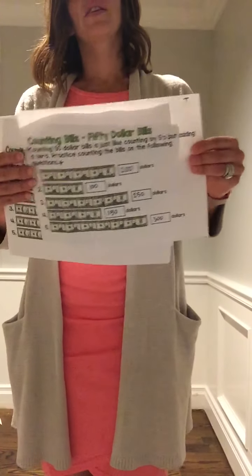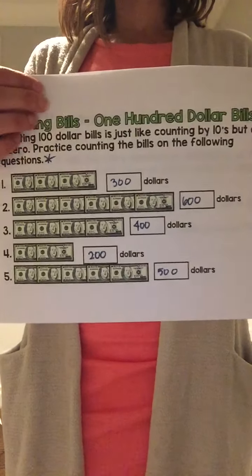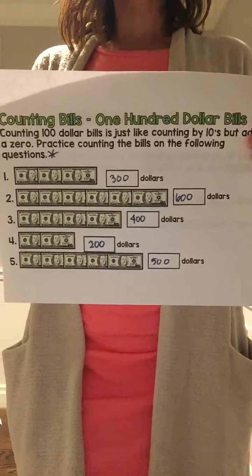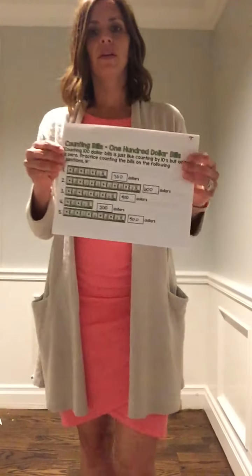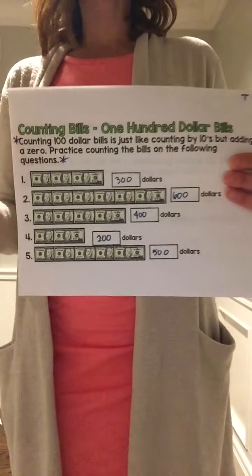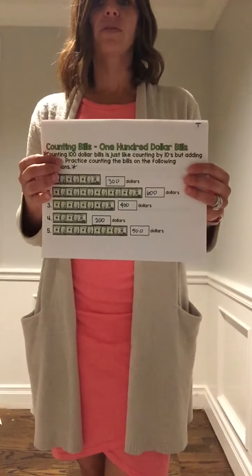So you can do this on Tuesday. You can also do this page on Tuesday, which is counting by hundreds. Counting by hundreds is just like counting by tens and adding a 0. So 10, 20, 30, it's just the same as 100, 200, 300. You're just adding a 0 after your answer. And it's just kind of like counting by ones as well. 1, 2, 3, you're just adding 2 zeros.